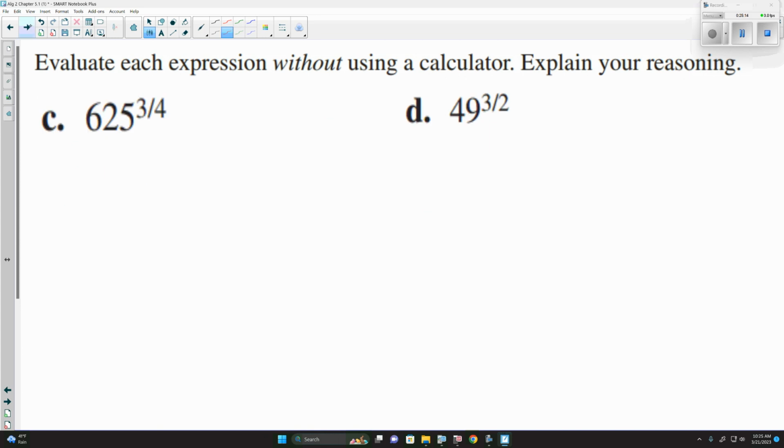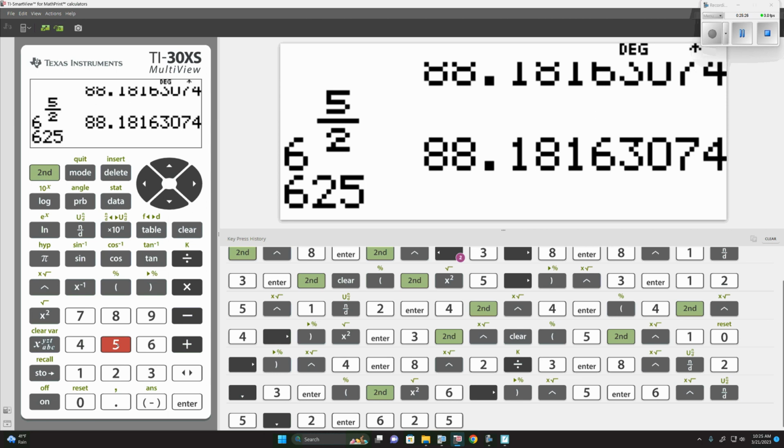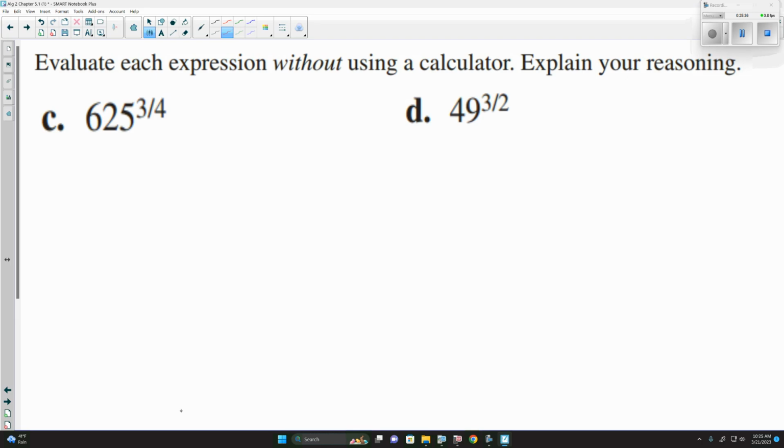Let's look at the next two. 625 to the 3/4. Should this number get bigger or smaller? It's smaller. Does that say without a calculator? Oh, no. 625 to the 3/4 is 125.